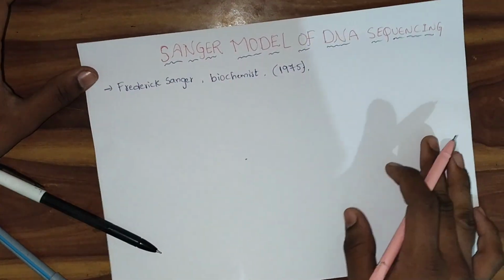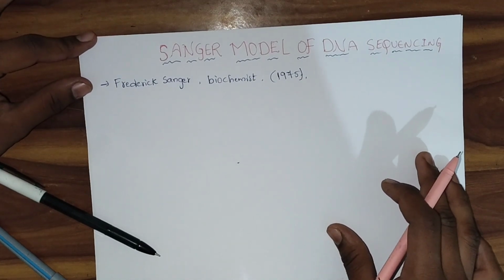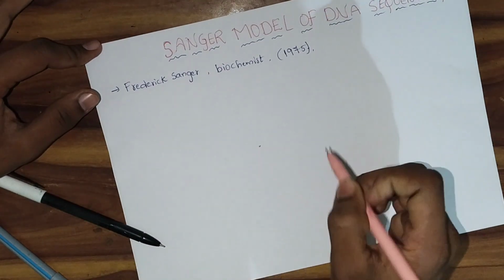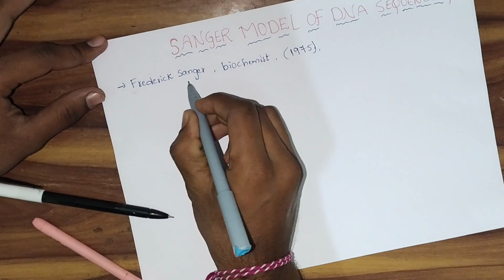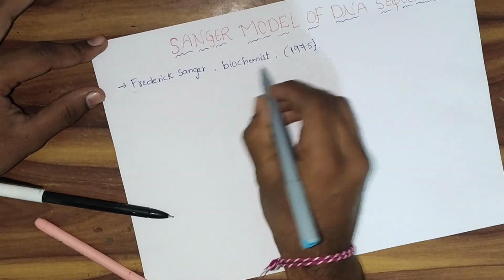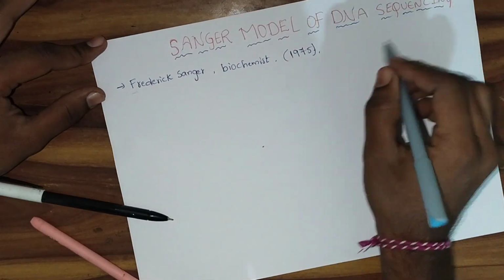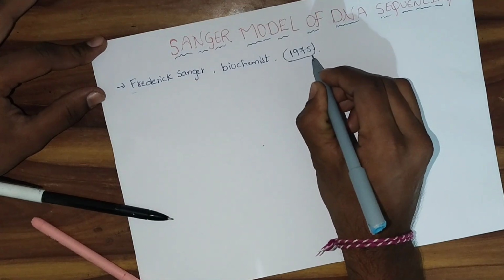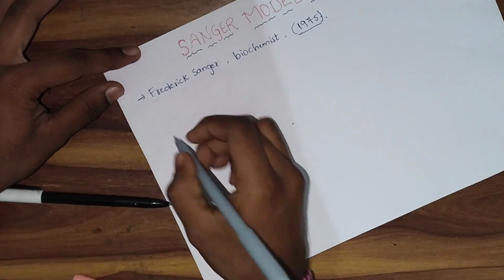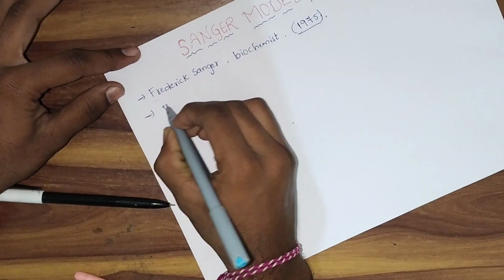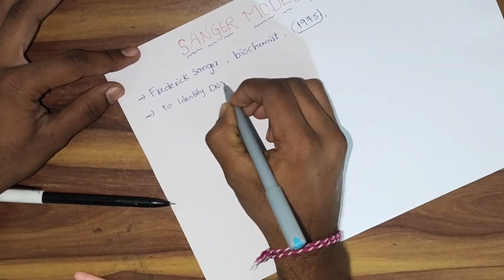Hello guys, today we will discuss the Sanger method of DNA sequencing. The Sanger method of DNA sequencing was developed by Frederick Sanger, a biochemist, in 1975. It is used to identify the DNA sequence.